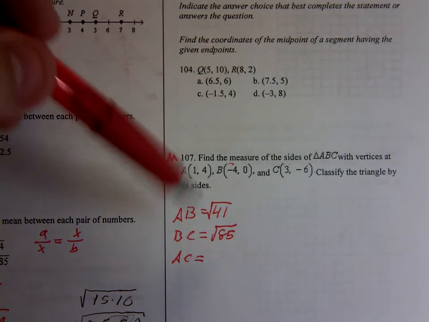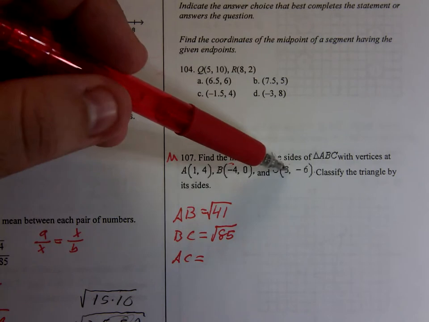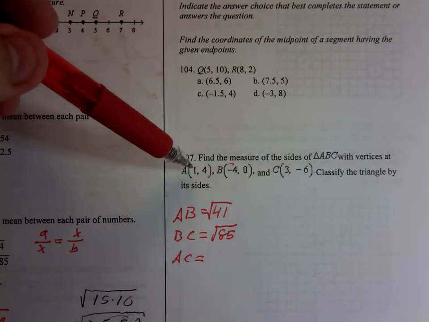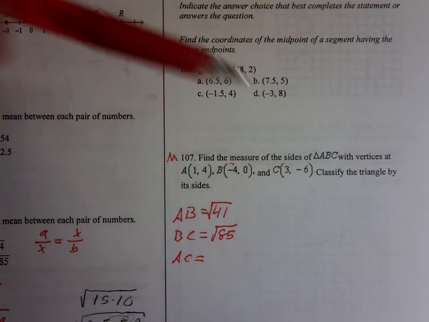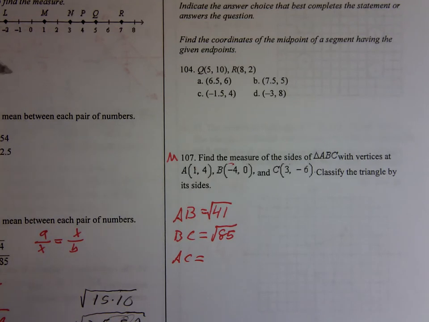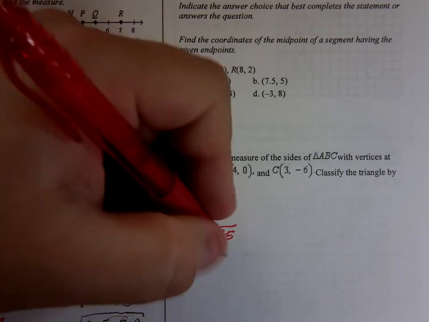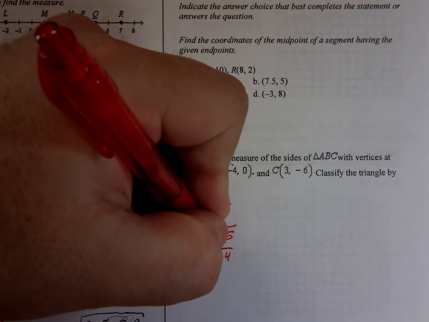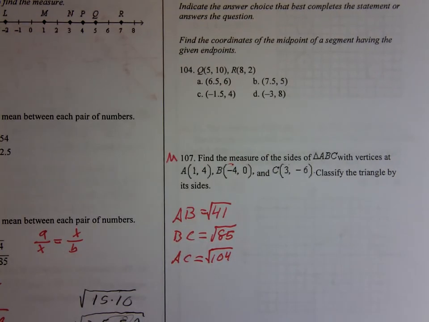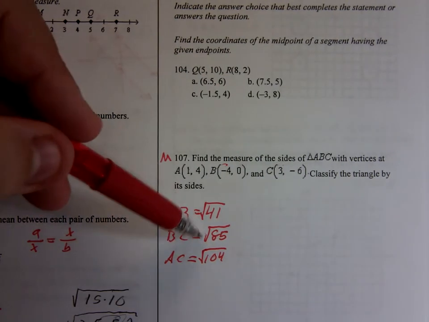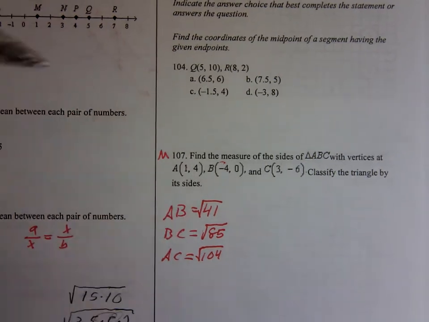Lastly, AC. From 1 to 3, how far is that? 2 units. That's 4 when we square it. And then from 4 to negative 6 is 10 units. So 10 squared is 100, plus 4? 104. All right. What do you notice about these 3 lengths? None of them are equal. Therefore, what type of triangle is it?